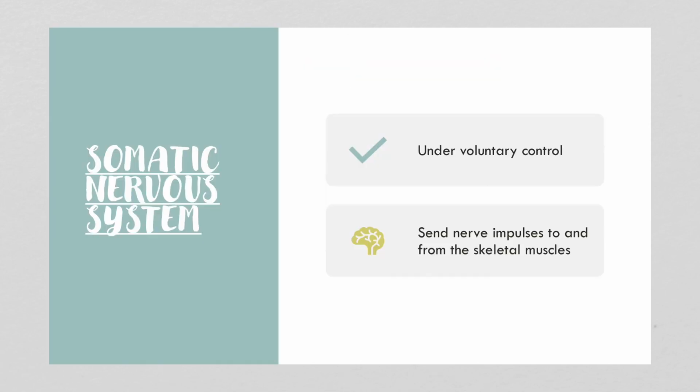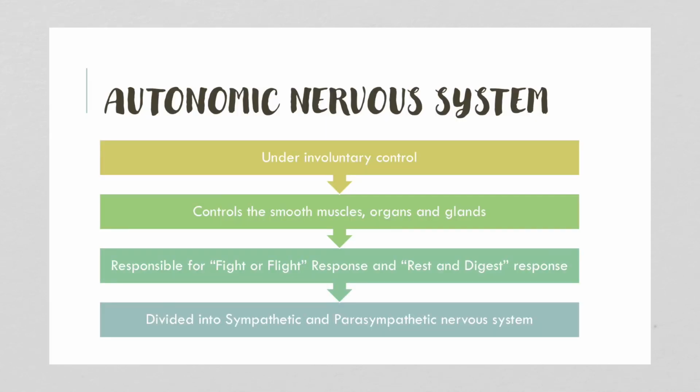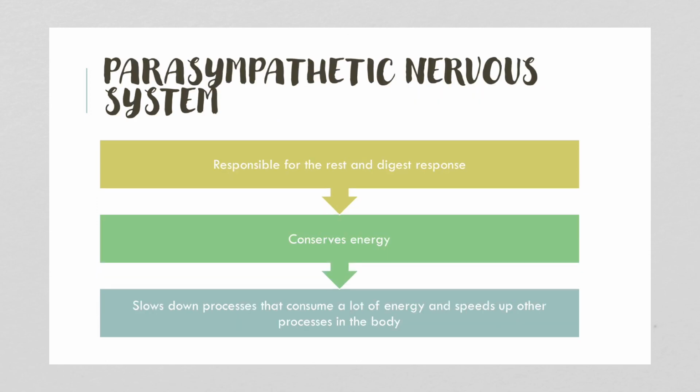So the somatic nervous system is under voluntary control, and it sends nerve impulses to and from the skeletal muscles. The autonomic nervous system is under involuntary control, and its job is to control the smooth muscles, the organs, and the glands. And like I said before, it is responsible for the fight or flight response and the rest and digest. And it's divided into sympathetic and parasympathetic nervous systems. So parasympathetic is the rest and digest.